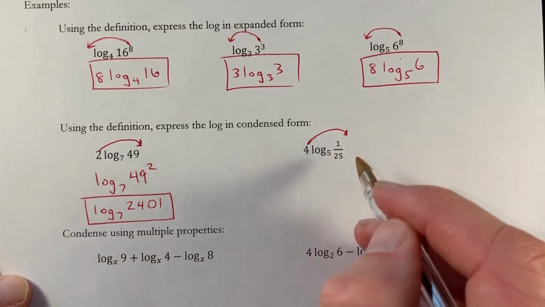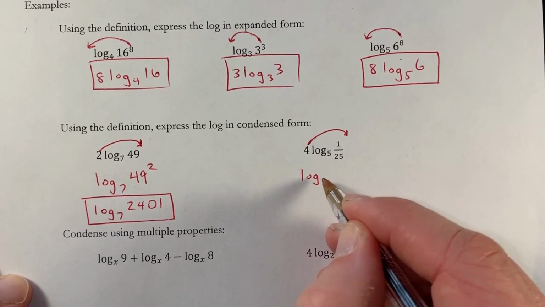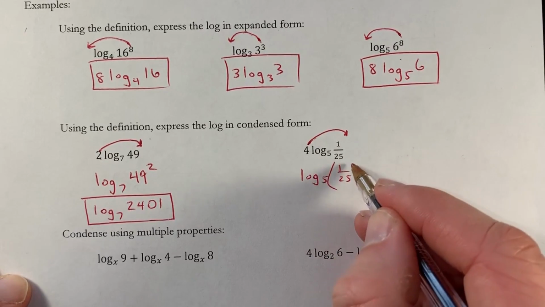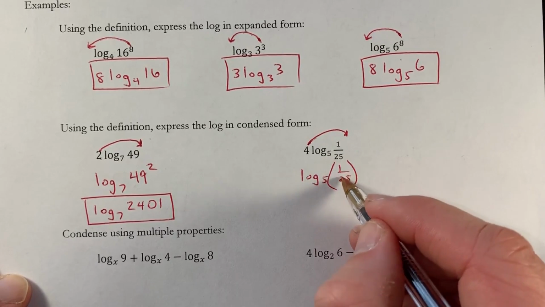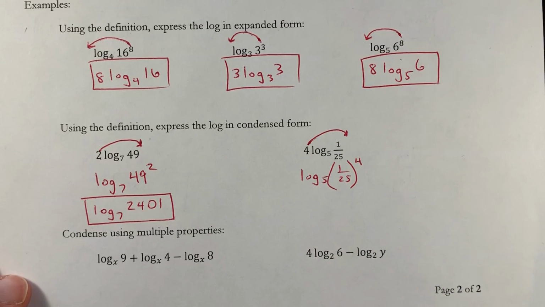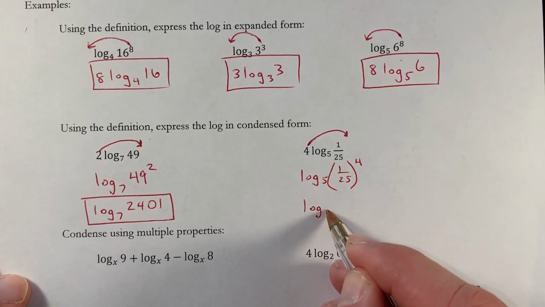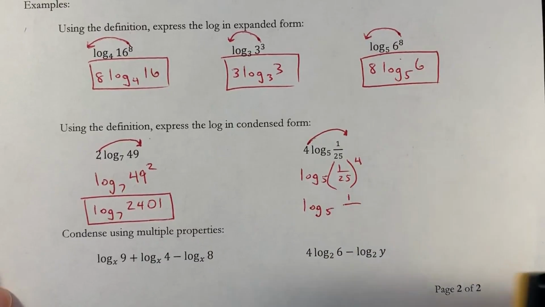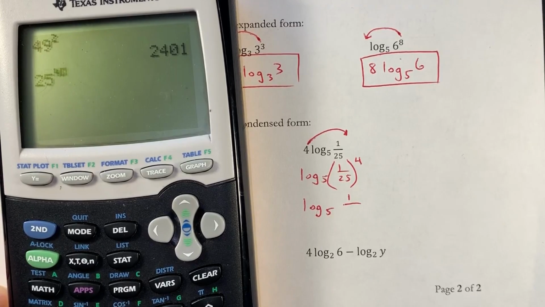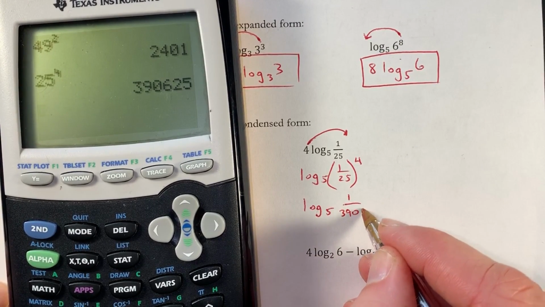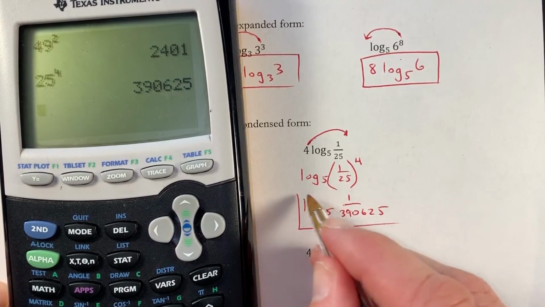And then I've got a 4 as a coefficient. I'm going to move that back here as a power. So I've got log base 5 of 1/25 to the fourth power. If I'm going to raise a fraction to a power, I need to put that fraction in parentheses so that power applies to the whole fraction, top and bottom. I'm going to simplify this also. So I've got log base 5. 1 to the 4th power is 1. 25 to the 4th power is 390,625.